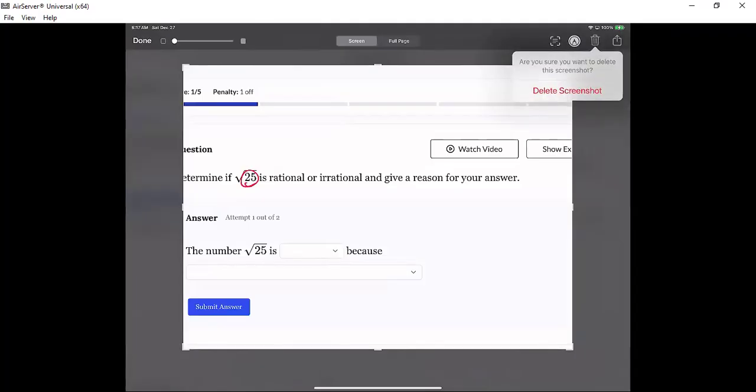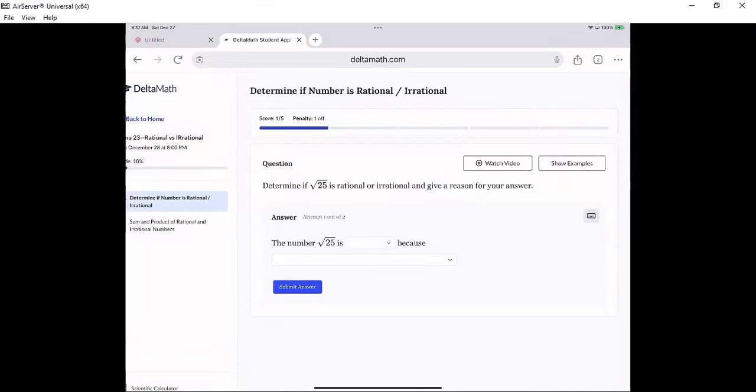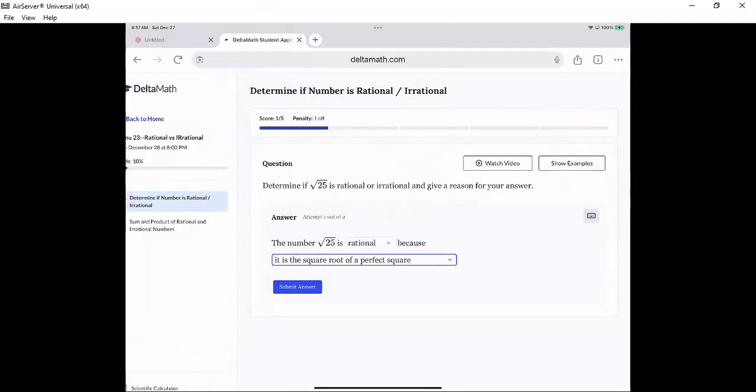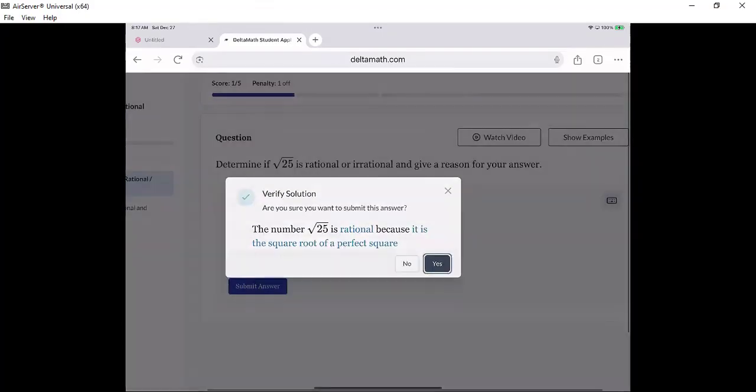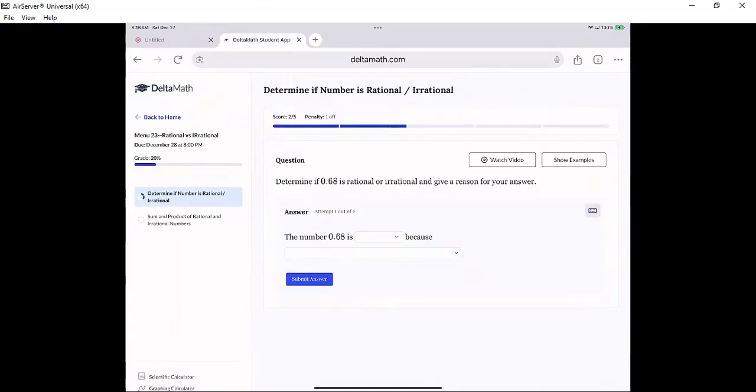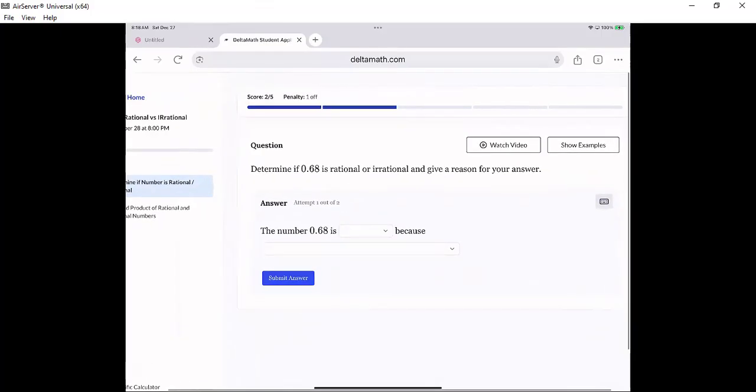Let's go ahead and answer this now. This is a rational number because we're taking the square root of a perfect square. That's how we do it. Submit it, and it says nice job. Okay, our next question: is this a rational number? Well, it terminates.